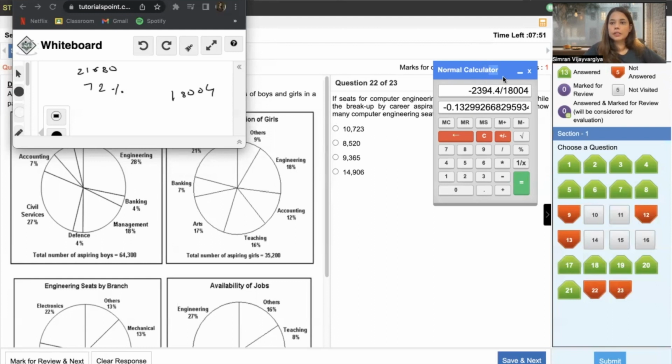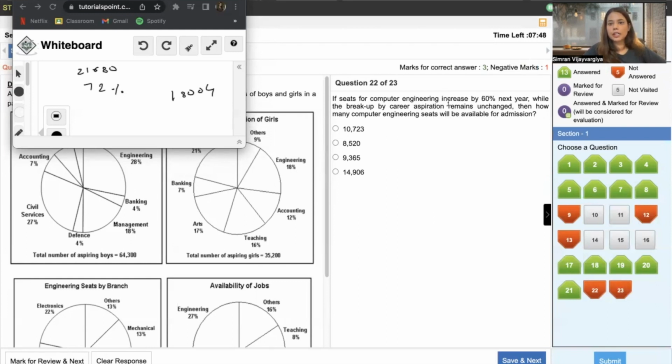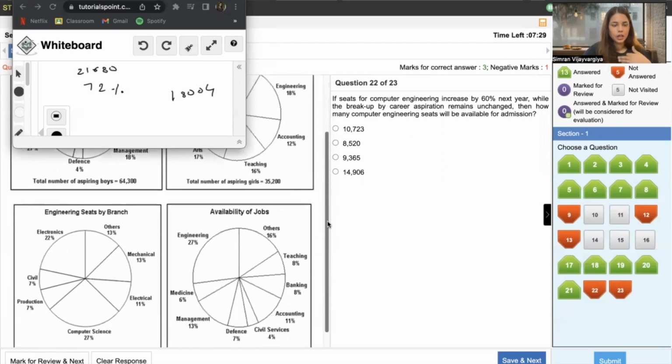Okay. If the seats for computer engineering increase by 60% next year, while the breakup for career aspirations remains unchanged, then how many computer engineering seats will be available for admission? If it's increased by 60%, then 160% of the current would be available. I think this information here is redundant because we are just trying to understand how many seats will be available.